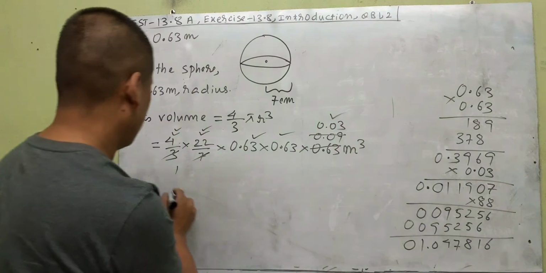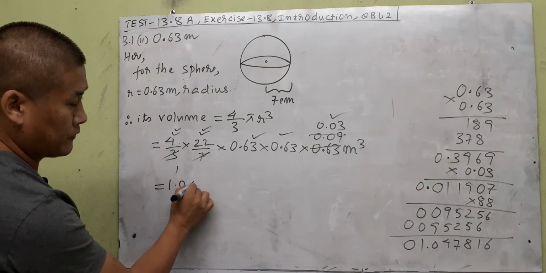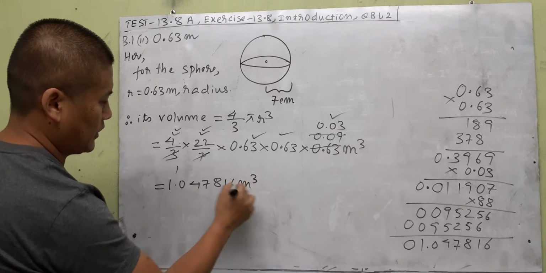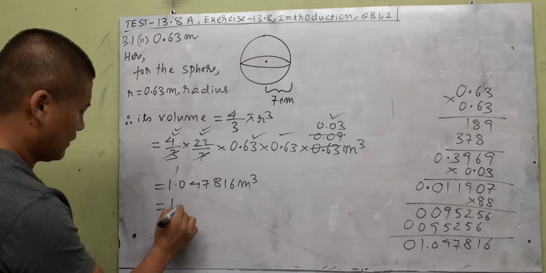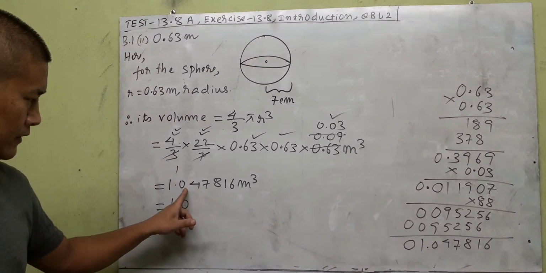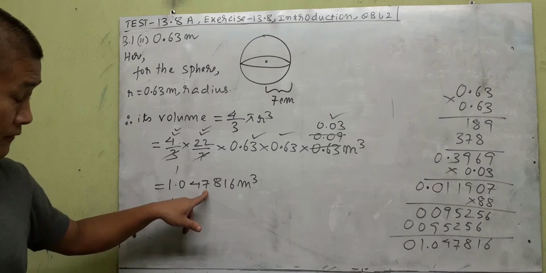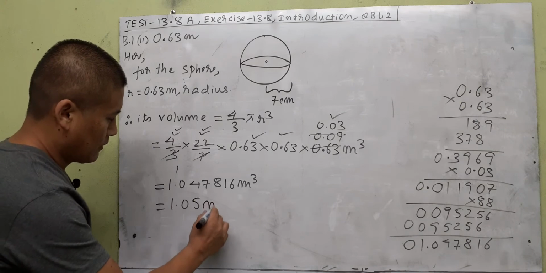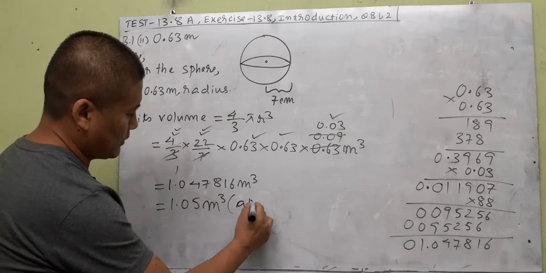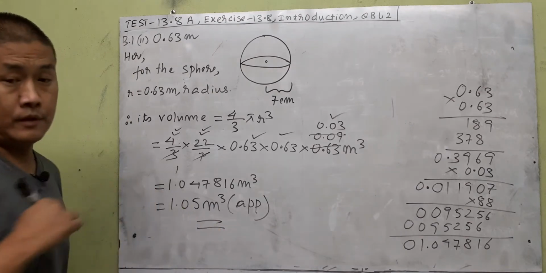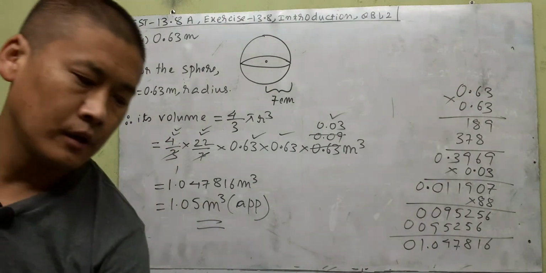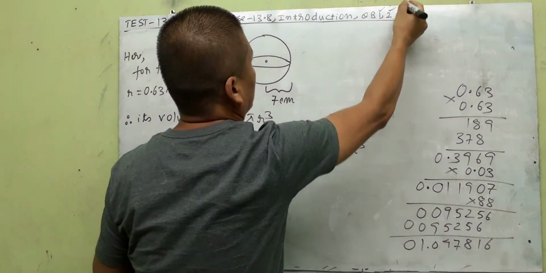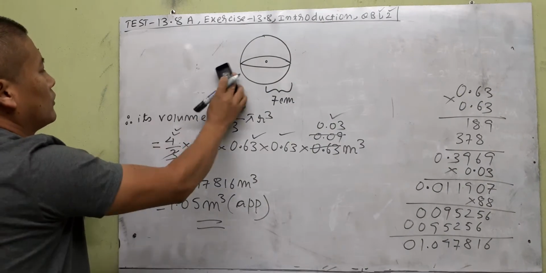So we're going to get here 1.0478816 meter cube. So approximately like your textbook answer, 1.0, and first, second, third place of decimal you see, then it's 5 or more than 5 means the second place will increase by 1, so 4 plus 1 meter cube. Approximate answer, approximately. So that is your answer for second one. Okay. Now let us go to B2. B1 is done. Let us go to B2.